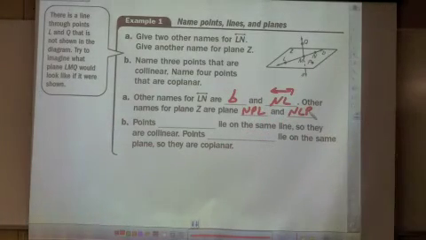Okay? Give me 3 points that are collinear. They're with each other on the same line. 3 points that are collinear. L, M, and N. They're collinear. They're on the same line.